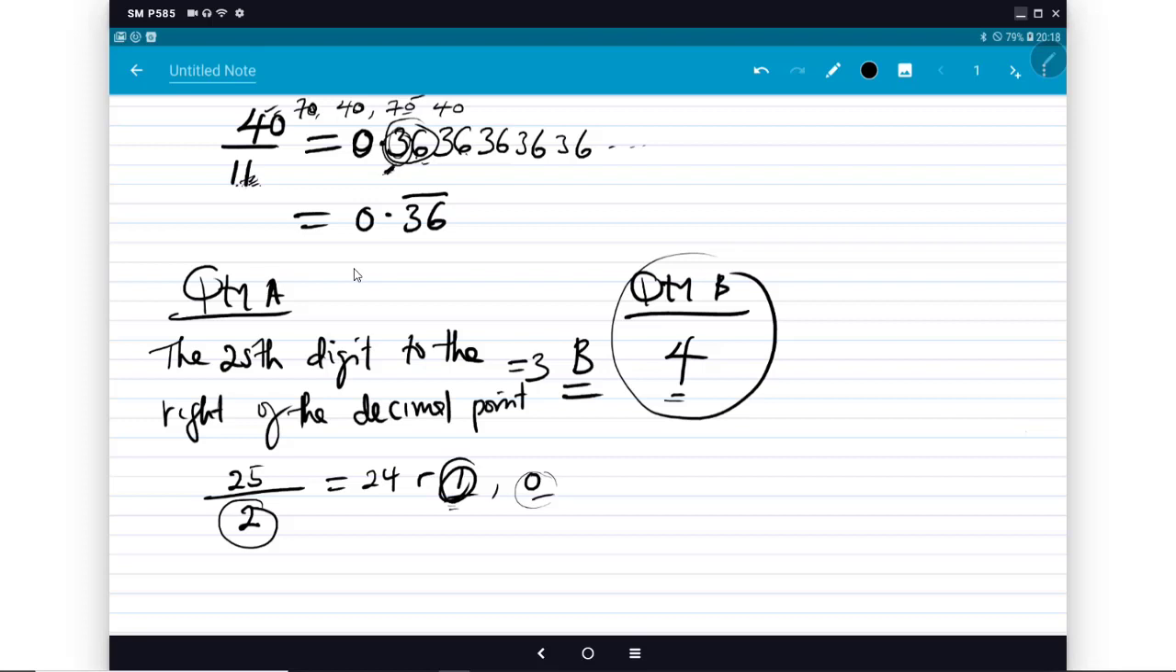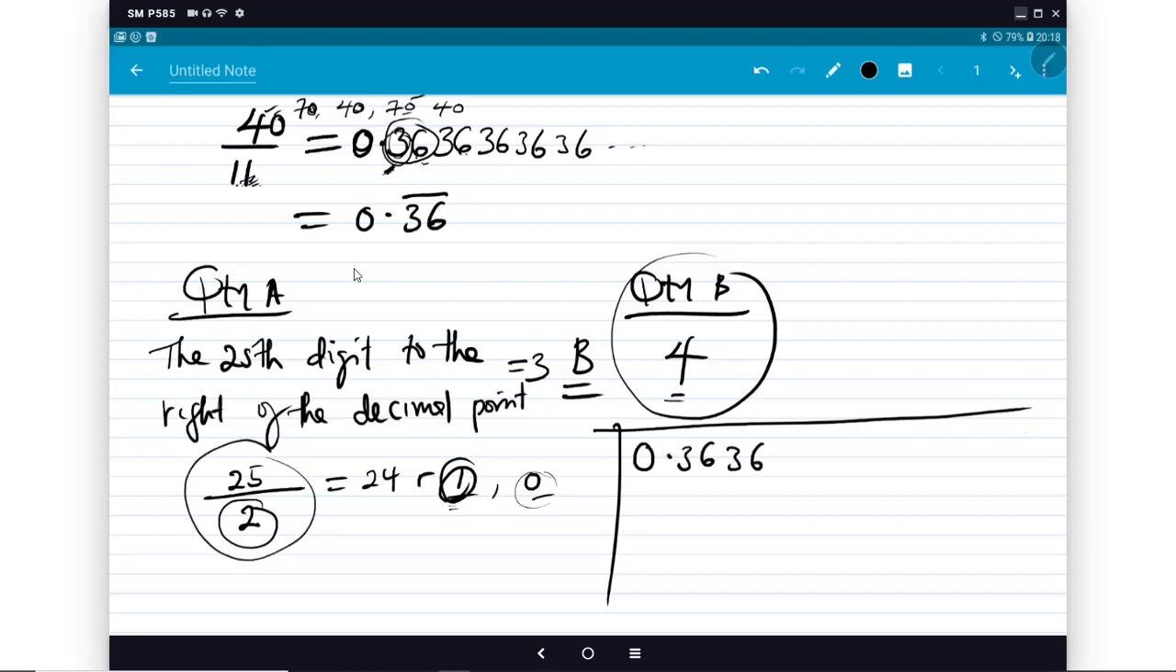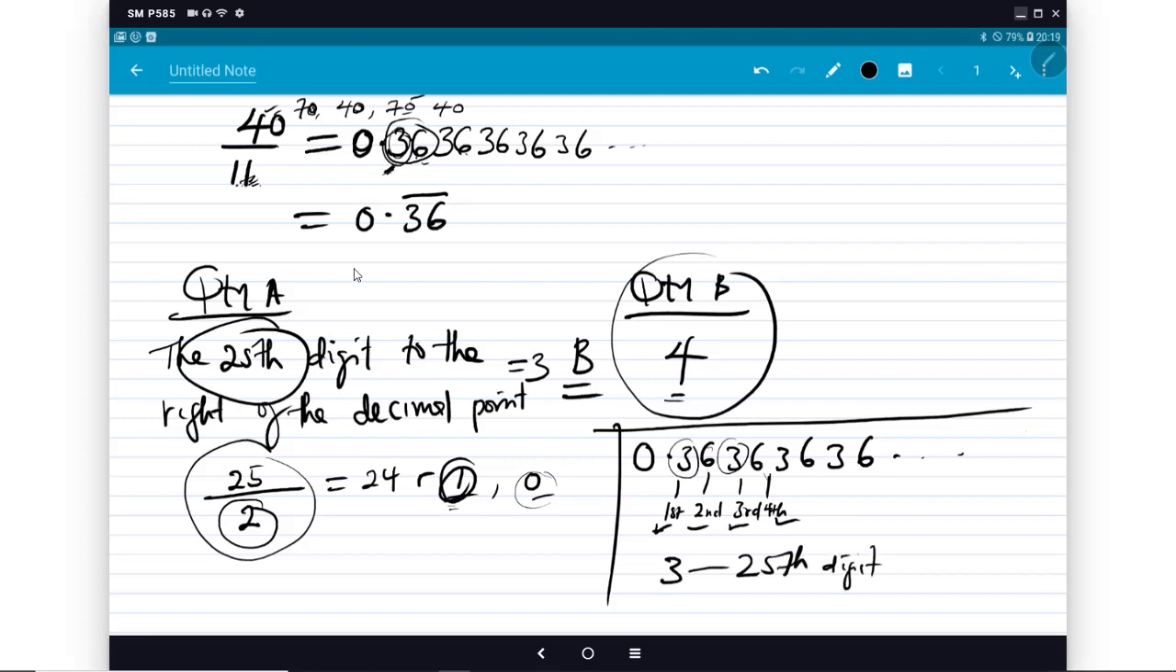Okay, another way we can know our 25th digit, if you don't want to divide by 2, is to write them out. You have 0.36, 36, 36, 36, and so on like that. Now, when you have two digits repeating like this, you can just use this idea. Look at it. 3 is the first, 6 is the second, 3 is the third, 6 is the fourth, and so on. And what's that telling us? It simply means 3 is appearing at odd number positions, 1 and 3, while 6 is appearing at the even number positions, 2 and 4. So if I look at 25, it's an odd number. Then that means 3 must be at the 25th digit, because 25 is an odd number, and 3 appears at the odd number positions.